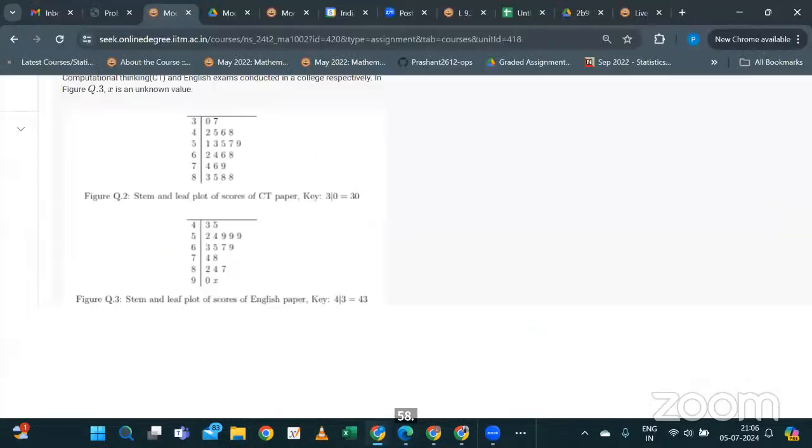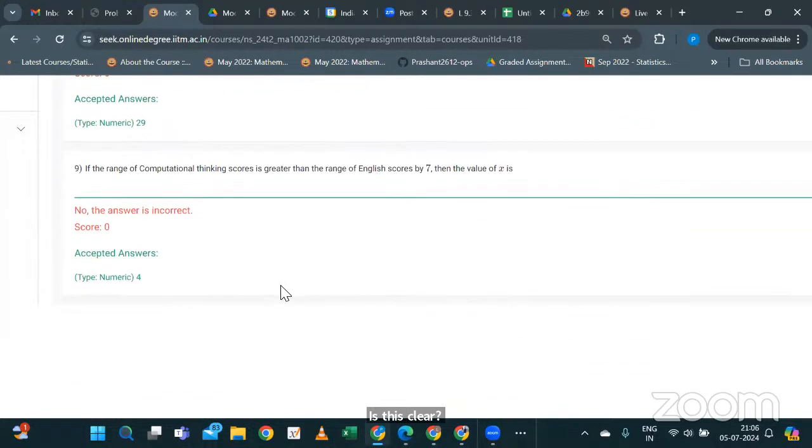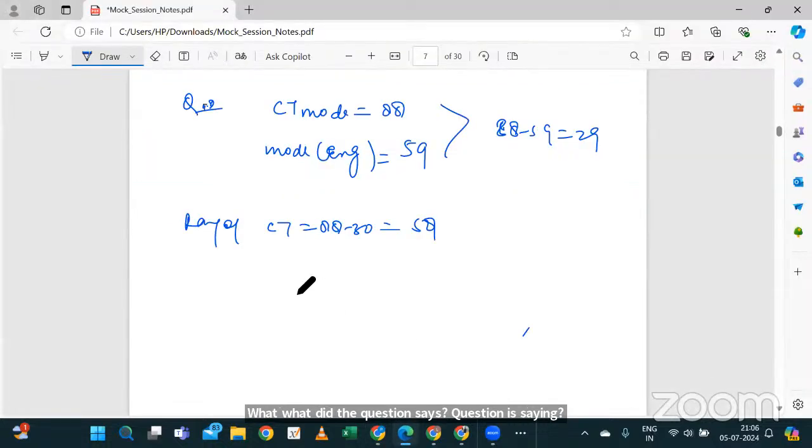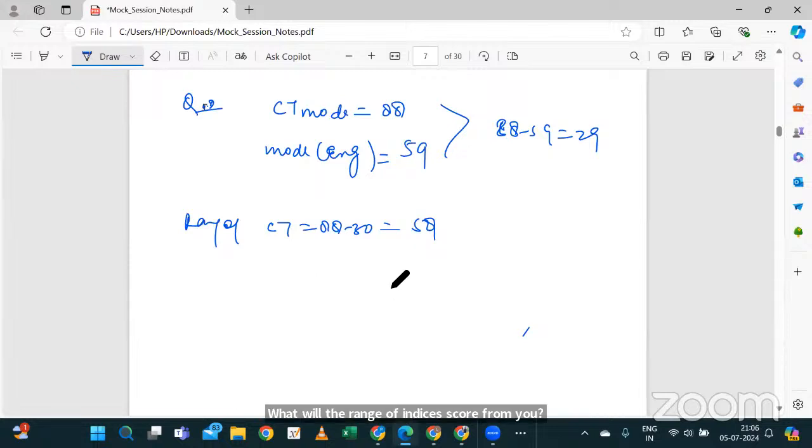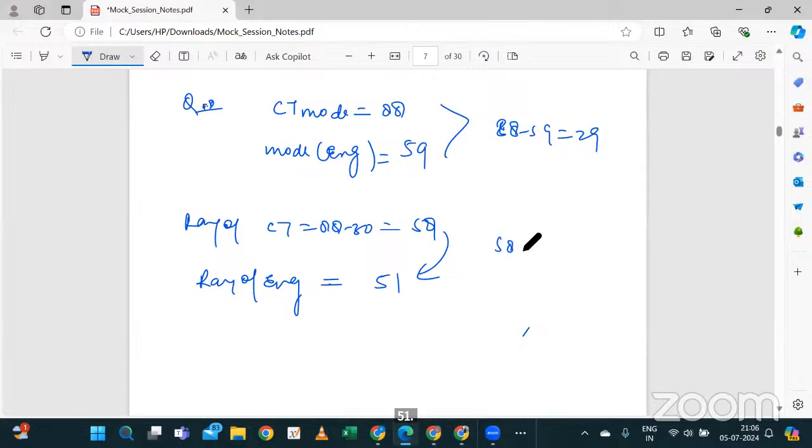What does the question say? It says the range of CT is greater than the range of English scores by 7. That means the range of English is 58 minus 7, which is 51. The question says CT is 7 more than English, so if I subtract 58 minus 7, I get the range of English. That's all. It is clear, right?